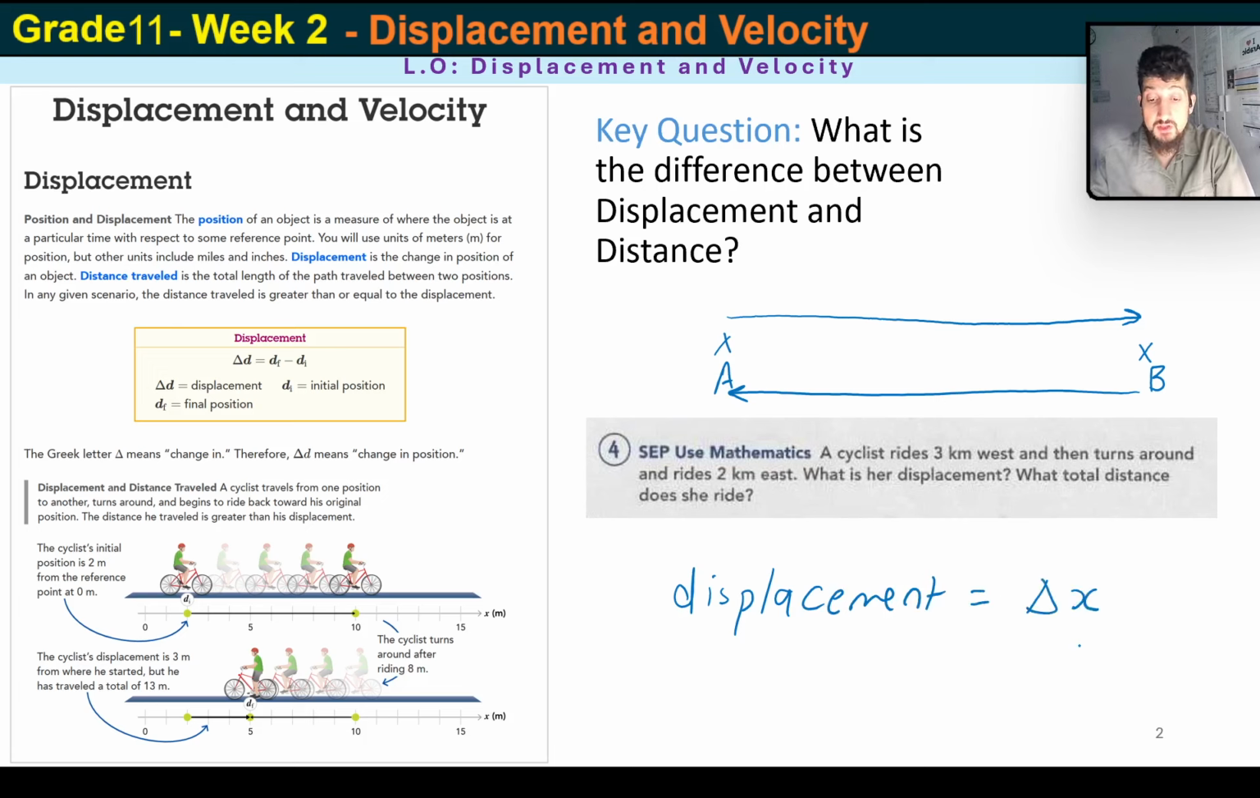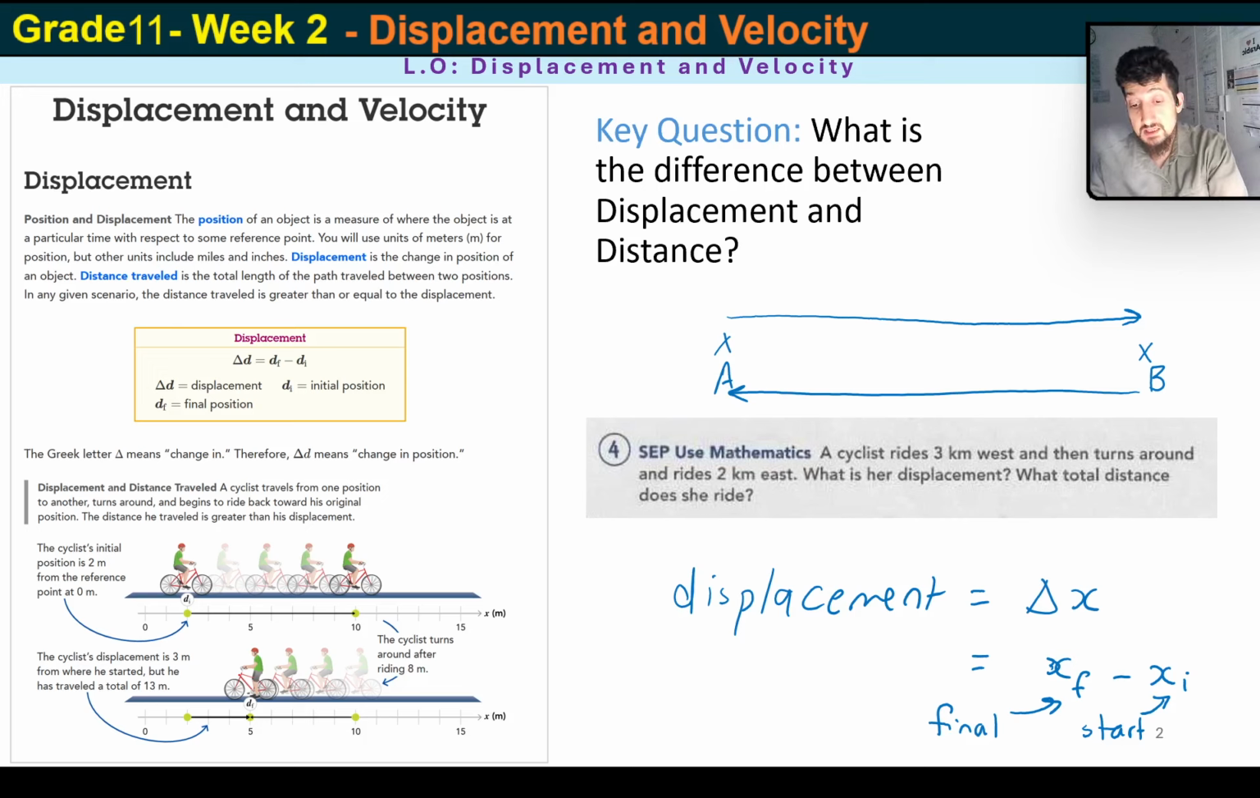x refers to position here. So another way of saying it, it's the final position, x final, minus x initial. That's just a fancy way of saying final position minus initial position, or the starting position. That's displacement. Final minus start. Okay, the end minus the beginning.